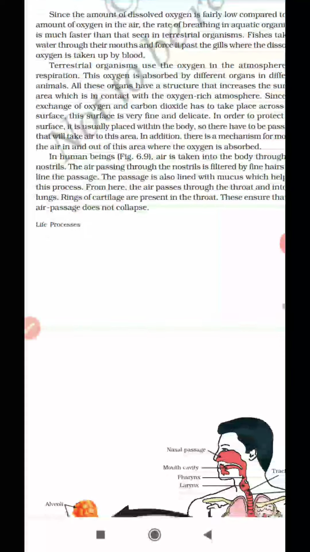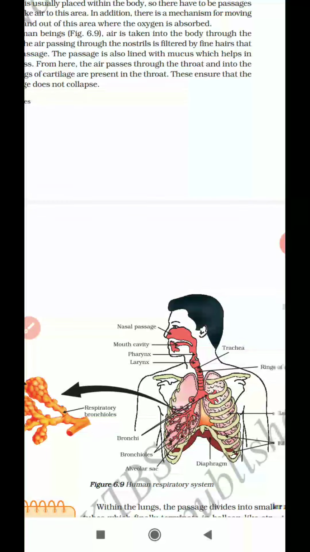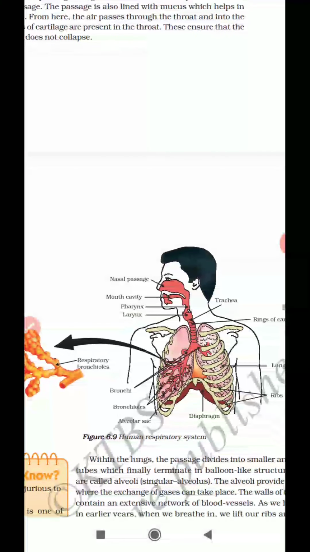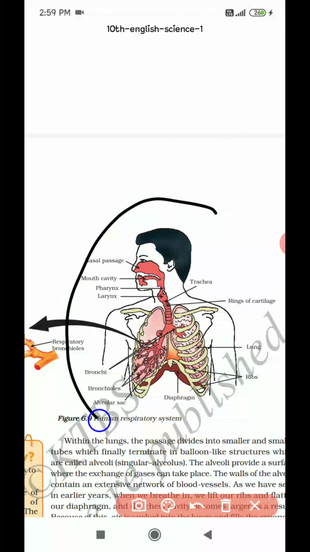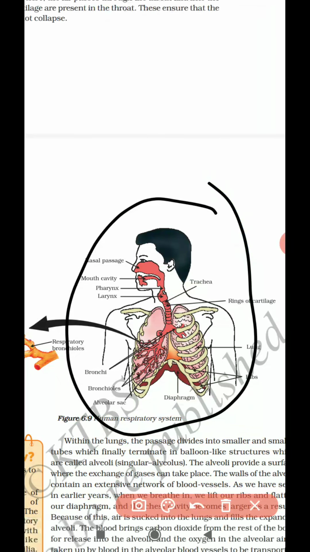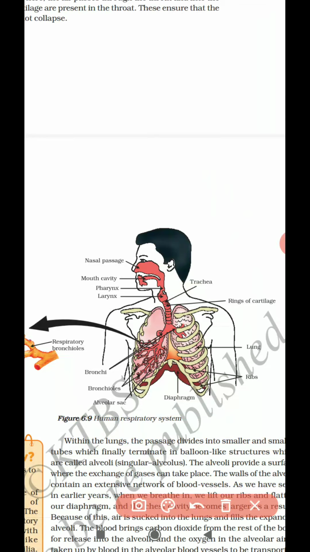Now we are going to learn how human beings take in oxygen and give out carbon dioxide. So this is the human respiratory system. You are supposed to draw the diagram in your homework book once, take a pic and send it in the group. So what happens in human beings?